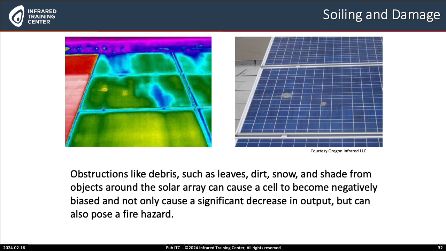So that, and also feces. The panels were just covered with bird feces, and so again, we've got to look for those extrusions, because it does decrease the amount of output from the panel.